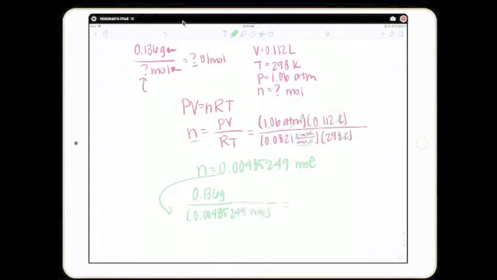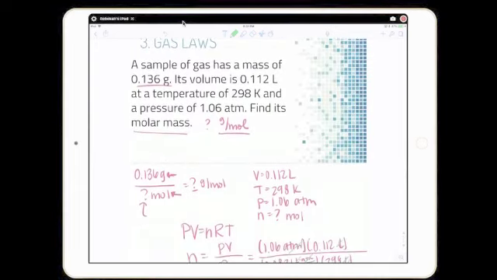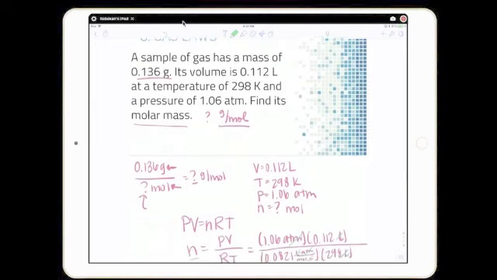See what that equals. So 0.136 divided by 0.00485 is 28, with 3 sig figs, 28.0 grams per mole. Then I could probably use the periodic table to figure out what that would be. It looks like it's going to be a nitrogen molecule. 14 plus 14 is 28. So that could be that. That's a guess.